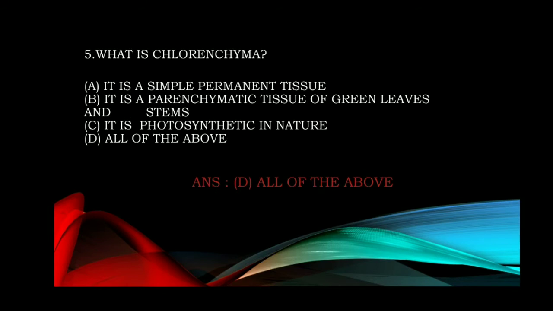Fifth question, what is chlorenchyma? And the options are, it is a simple permanent tissue. It is a parenchymatic tissue of green leaves and stems. It is photosynthetic in nature, and option D, all of the above. So all the above options are correct about the chlorenchyma, right? Because it is a simple permanent tissue and it contains what? Chloroplast. So it will help in photosynthesis, and also it is seen in the green leaves and stems. So the correct option is option D, all of the above.